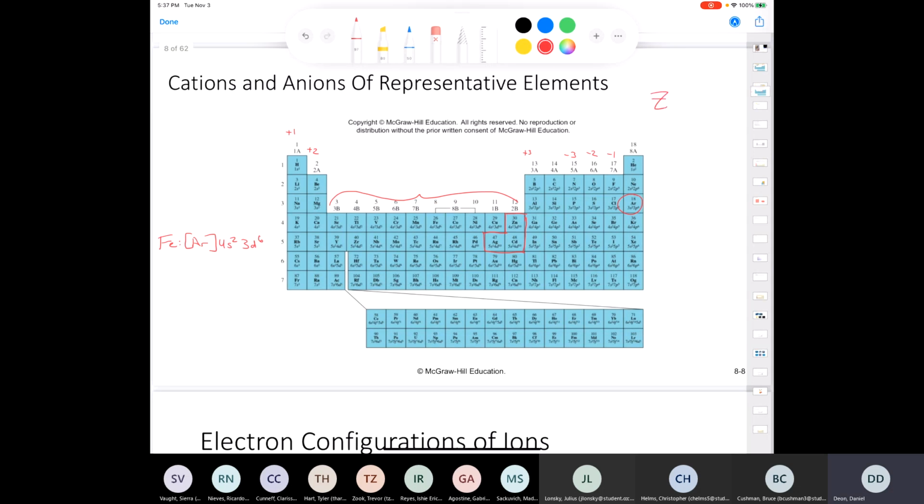So zinc is always 2+, no exceptions. Cadmium is always 2+, no exceptions. Now, silver is definitely a transition metal. And if you look at an element like copper, for example, we saw in nomenclature that copper could be copper 1+, or it could be copper 2+. Also, if you look at iron, iron, we just saw, could be iron 2+, or it could be iron 3+. Well, silver is unique in that silver can only ever be silver 1+. Okay, and those are exceptions that you need to be fully aware of.